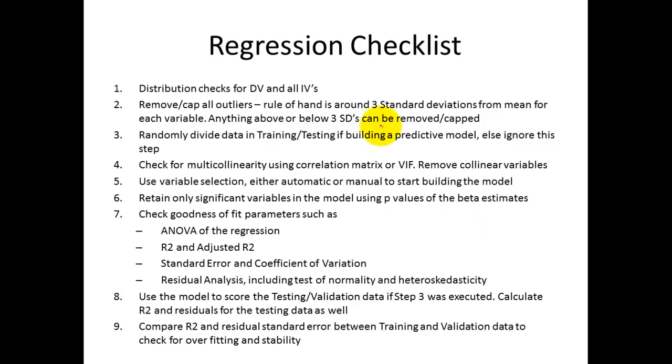The first step that we need to do, and while in these examples we didn't do it because we're working with datasets we already know, is that we need to check for distributions of all the dependent and all the independent variables.